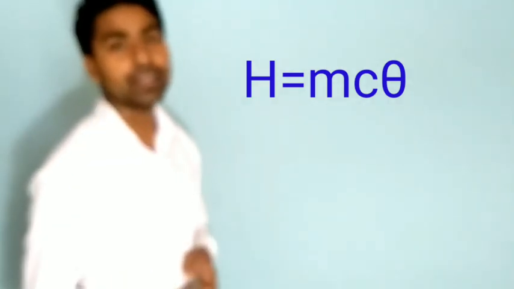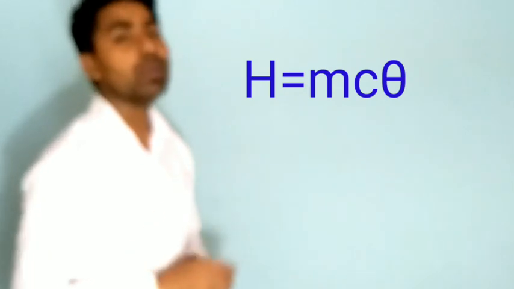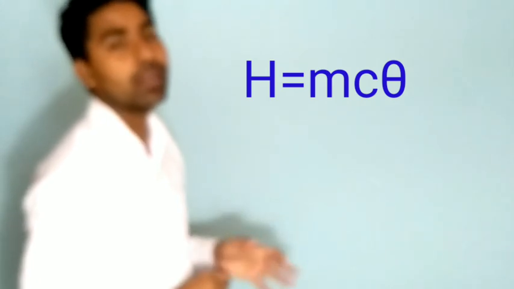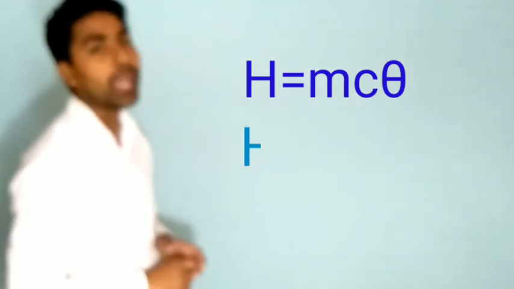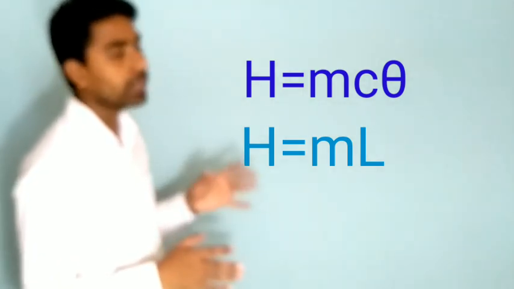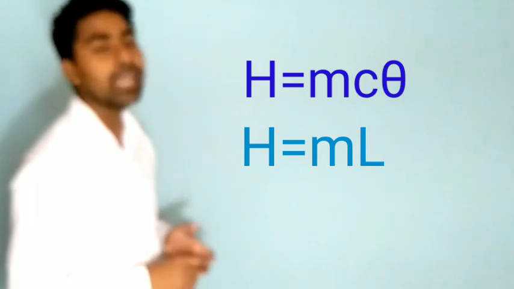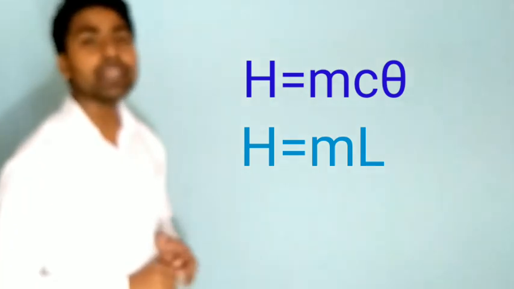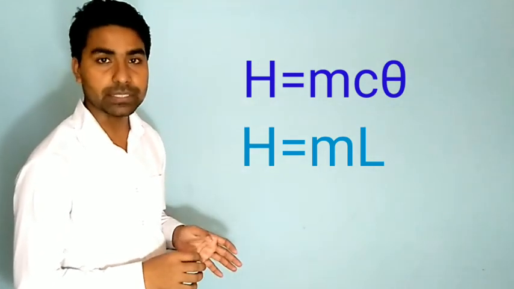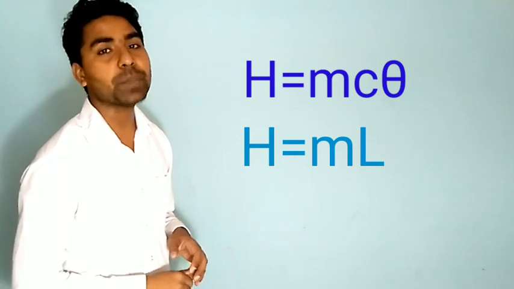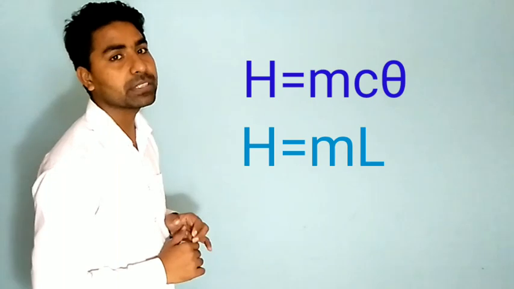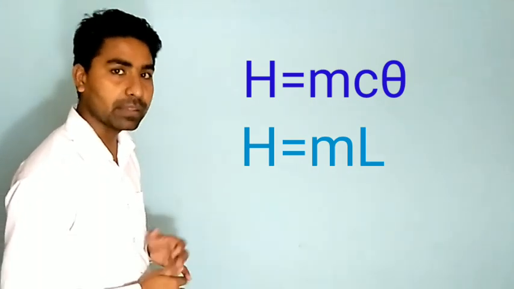That is latent. So that expression will change to a new one. This time H will be equal to M into capital L. What is H? You know, heat energy. What is M? The mass of the substance. And what is L? L is called the specific latent heat. As here the c is the specific heat capacity, same way L is the specific latent heat. If there is a rise or fall in temperature, then you will use the above equation that H equals mc theta r or theta f.